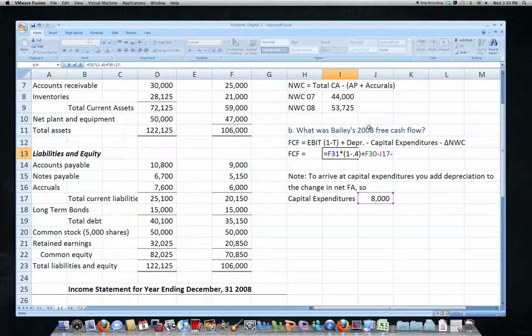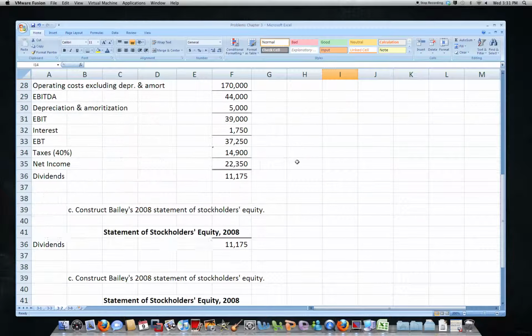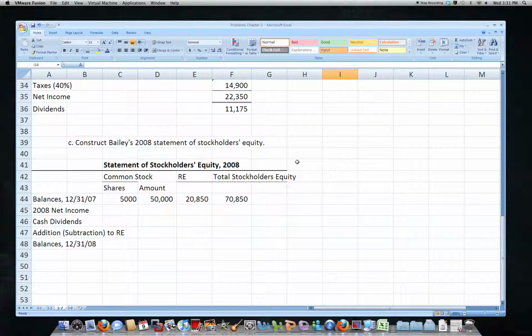So we need the change here, the difference of these two. So we just say minus net working capital 08 minus net working capital 07. We get our free cash flow of 10,675. So now the next part of the question says to construct the statement of stockholders' equity.